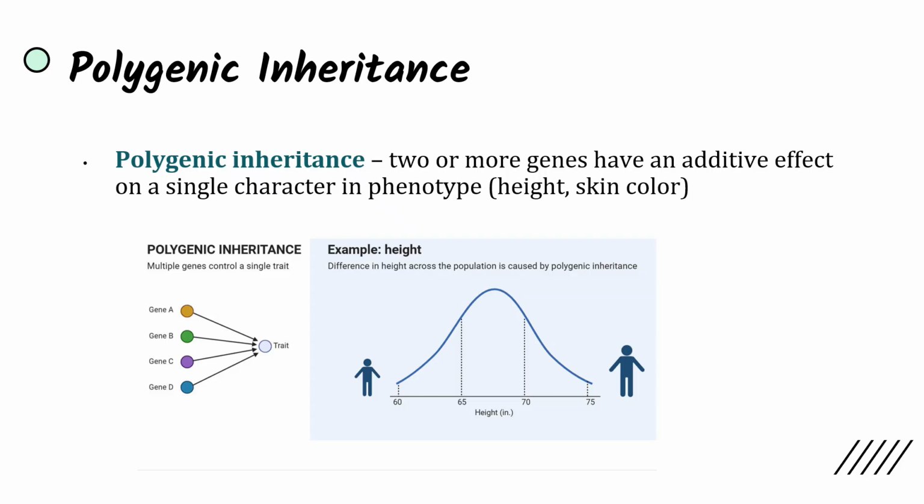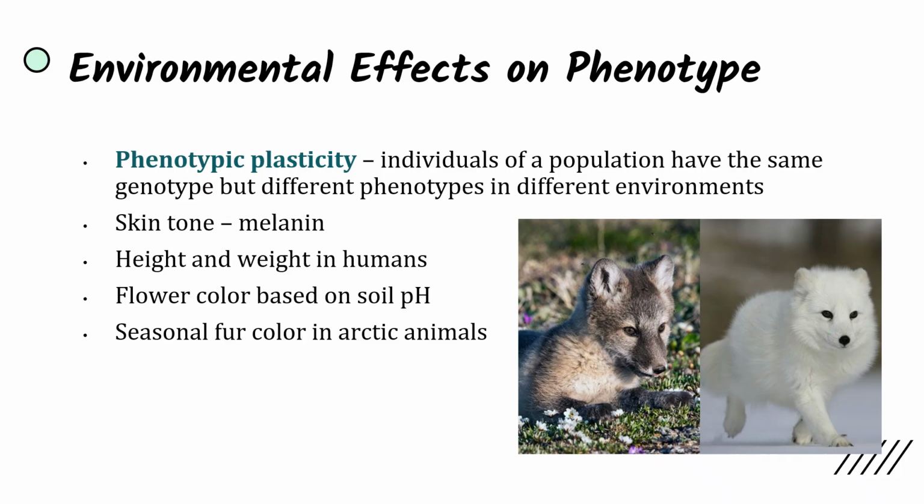And there's going to be multiple genes, as we can see here, gene A, gene B, gene C, gene D, that are going to control this one singular trait. But again, genes are not the only thing that are controlling traits. The environment can also have an effect on phenotypic appearance. So now some environmental effects on phenotype.